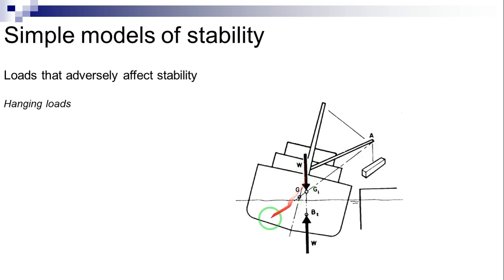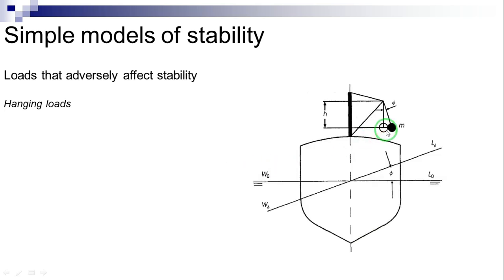In this figure, we consider a mass M suspended at the end of a rope of length L. The effect of this mass can be understood as if the center of gravity G moves to a higher position, GV, given as follows. As a result, we use for initial stability calculations a corrected or effective metacentric height.